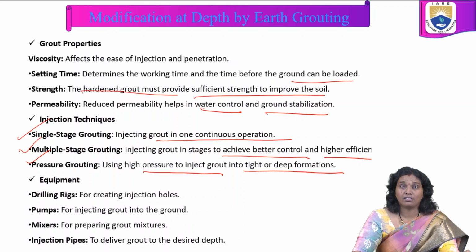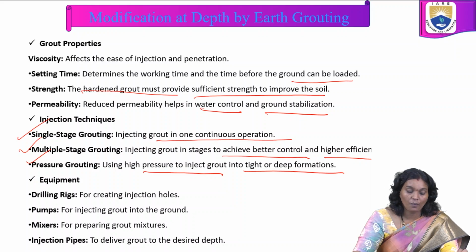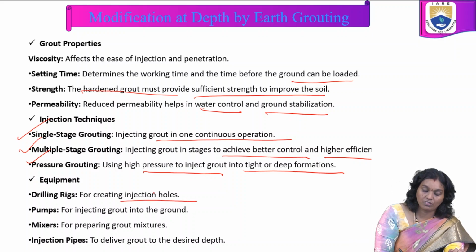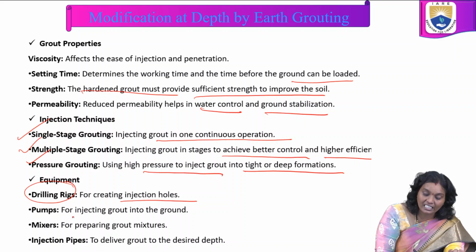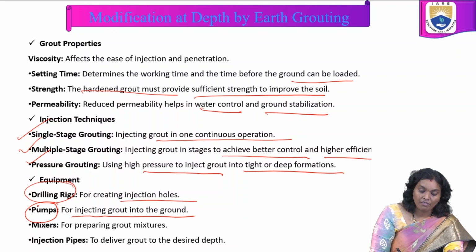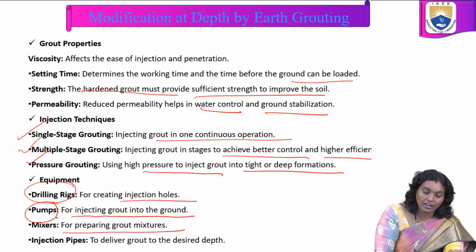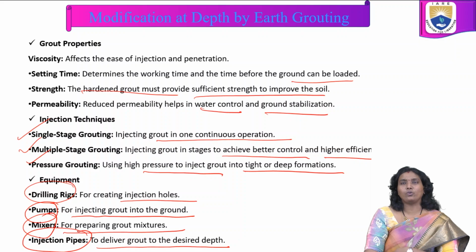Coming to the equipment, there are different types of equipment for different conditions. Coming to drilling rigs, for creating injection holes we choose drilling rig equipment. For injecting grout into the ground, we use pumps. For preparing grout mixtures, we use mixers. And to deliver grout to the desired depth, we choose injection pipes.